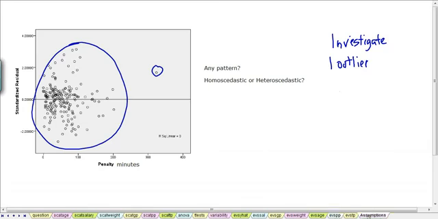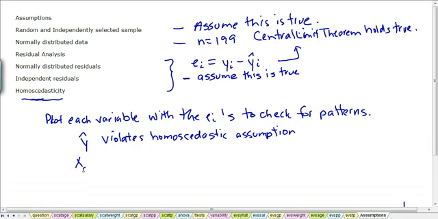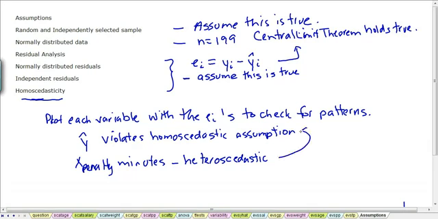So if we go back to this assumption with the penalty minutes, we do have an outlier. So we would say then it is heteroscedastic, pending the investigation of that one outlier and possible removal. Finally, both the predicted value of y and the penalty minutes are heteroscedastic. So both of these are heteroscedastic.